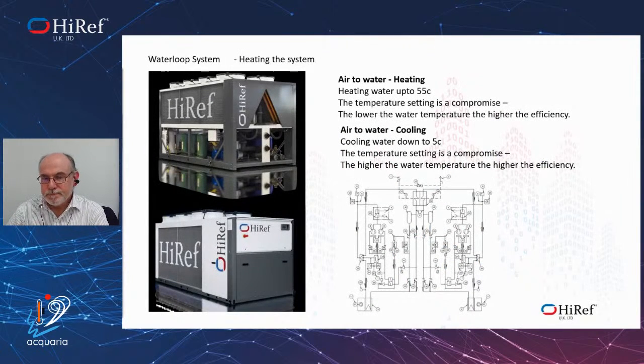Then we look at heating. Now, when you look at the chiller, you just put a reverse cycle in on the refrigerant, and you can get heating out of one unit. So with normal refrigerants, you're looking at water up to 55, and in some cases you can do 60 degrees. But to go higher than that, you need to start thinking about other refrigerants.